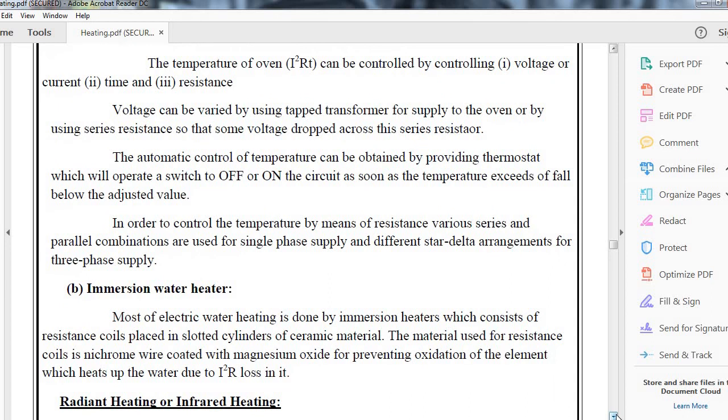Immersion water heater. Most of the electric water heating is done by immersion heaters, which consist of a resistance coil placed in slotted cylinders of ceramic material. The material used for the resistance coil is nichrome wire coated with magnesium oxide for preventing oxidization of the element, which heats up the water due to I squared R losses in it.